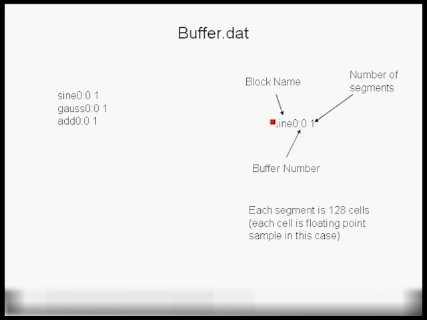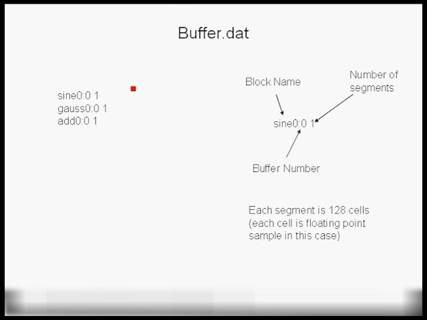Here we show the legend for reading off the data in the buffer.dat. Here we show the sine wave. Sine 0 is the name of the block. The port number or buffer number is shown here. And this number here is the number of segments that were created on its buffer associated with port 0. Each segment is by default 128 cells. And by the way, this can be adjusted in Capsim in order to optimize the simulation. In this case, each cell is a floating point sample. In general, in Capsim, cells can be, for example, full images, full matrices, or complex numbers, or whatever you so desire.